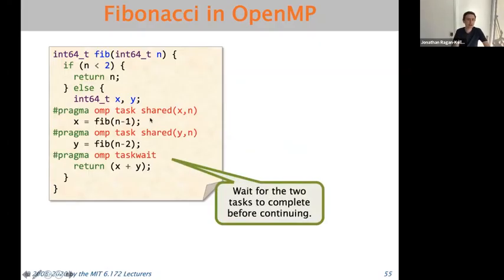And then at the end, taskwait is like the pthreads join or the waits in the TBB version, saying before we pass this point, we have to wait for any tasks we've previously spawned inside this function to complete. And then we just add the results together and return, same as before.